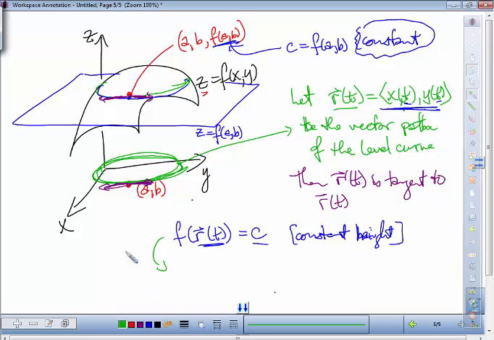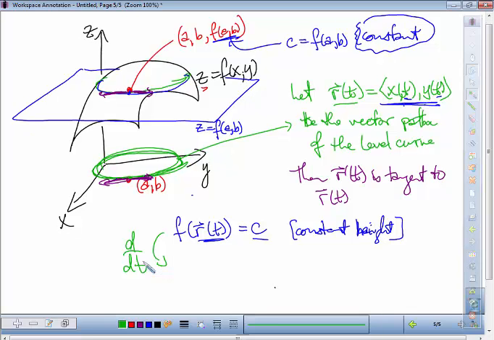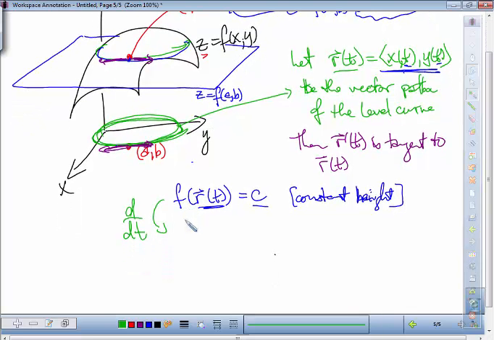I'm out of colors. So I want to take the derivative of both sides. This is a composition of functions, so we talked about compositions of functions already. We can look at this as a gradient dotted with r of t, or we can look at it as something else. But I'm going to write it both ways. So the first thing we want to think about when we're taking a derivative of a composition is the, what's this called? The tree diagram.